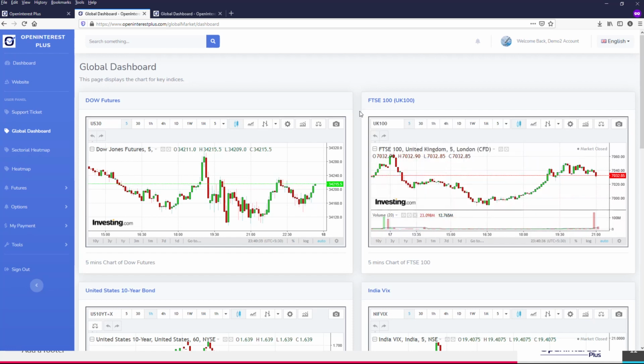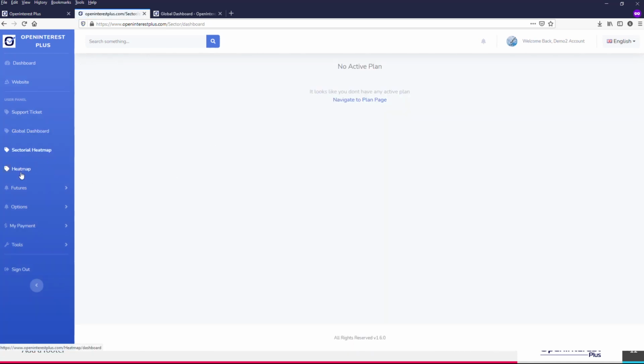But once you create a new account, when you are a new user, by default there is no plan which is activated. So if you click on any of the options from the navigation menu, you will get a message stating that there is no active plan. So what you'll have to do is, you'll have to navigate to the plan page, or you can go to my payment. Under my payment, you can click on pay now.